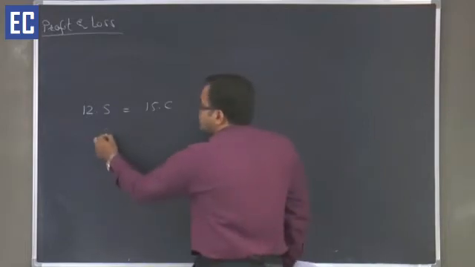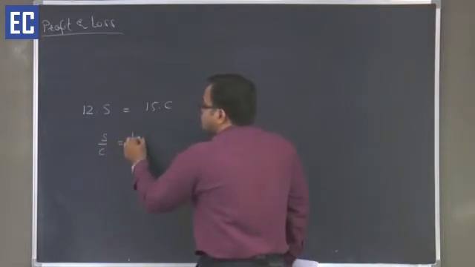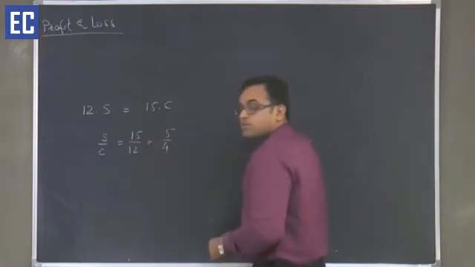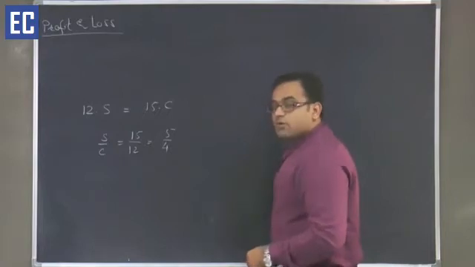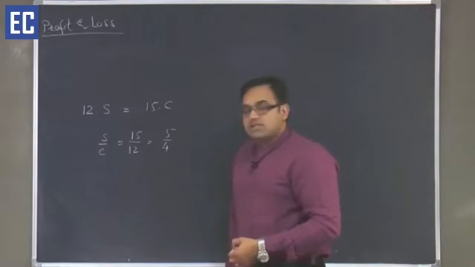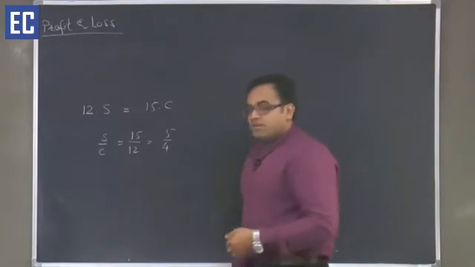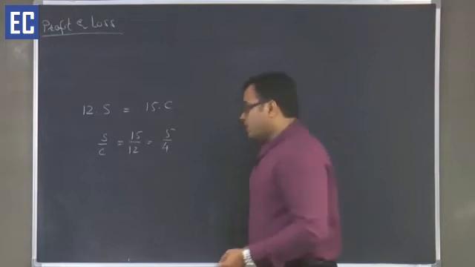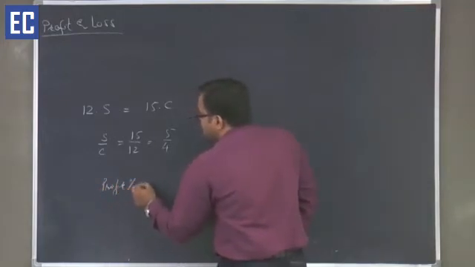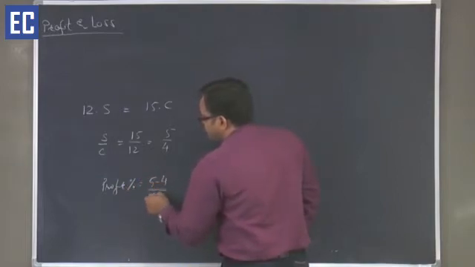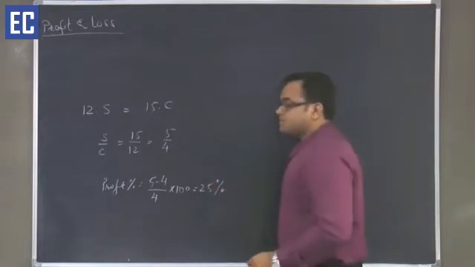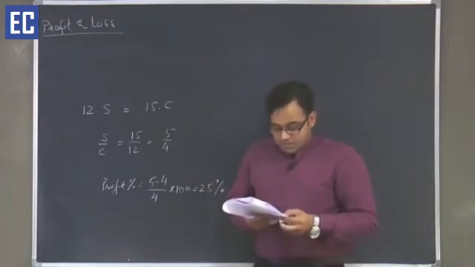So from this I would be able to say S upon C is equal to 15 upon 12. This is equal to 5 upon 4. If this is equal to 5 upon 4, in general I can say selling price S is equal to 5, cost price C is equal to 4. Very clearly, if S is greater than C, there will be a profit, and the profit percentage will be 5 minus 4 upon 4 multiplied by 100 equal to 25%. So that's very simply the answer.